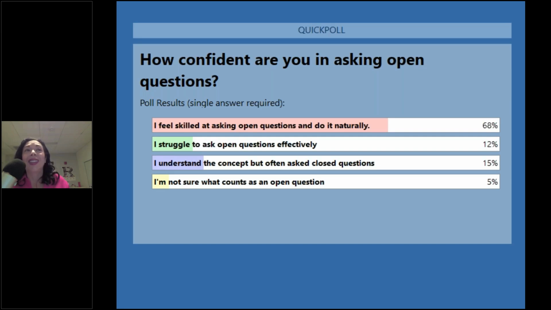I feel skilled at asking open questions and do it naturally. 12%, I struggle to ask open questions effectively. 15%, I understand the concept, but often ask closed questions. And 5% is I'm not sure what counts as an open question.